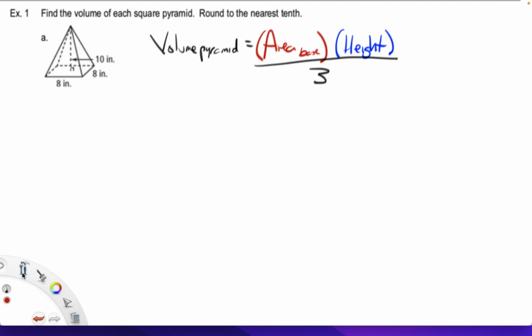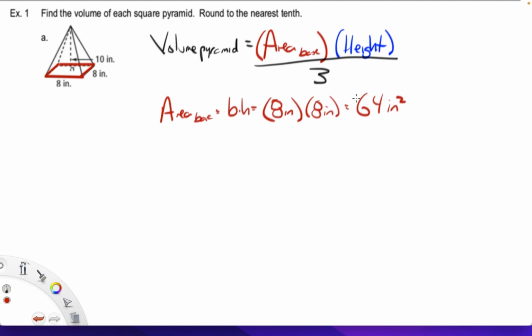All right, so the area of the base, let's draw the base so we can see it. It's this square here that's 8 inches on a side. So the area of the base is just equal to base times height, which is equal to 8 inches times 8 inches, which is therefore equal to 64 square inches. That's the area of the base.